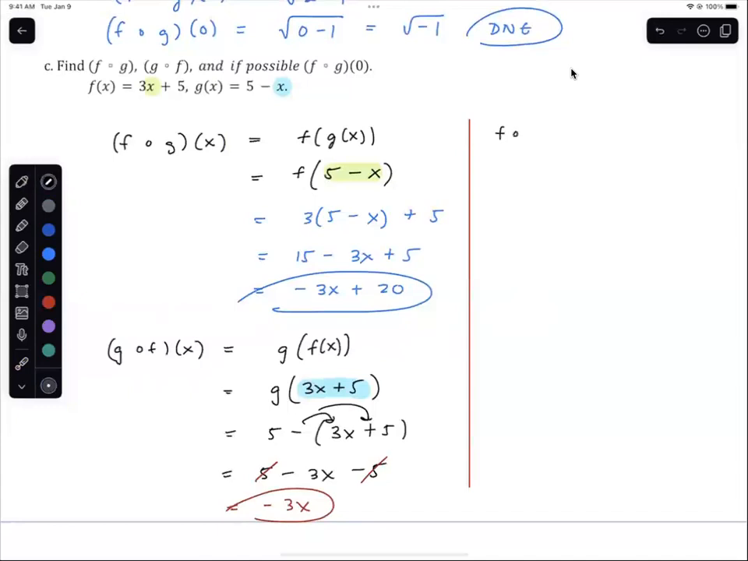So f composed of g of 0 is going to be taking this function and we're going to replace the x with 0. So it's just going to be negative 3 times 0 plus 20. Anything times 0 is 0. So 0 plus 20 is 20.